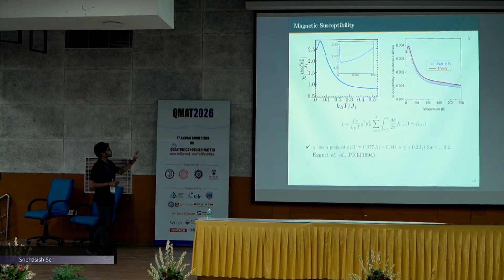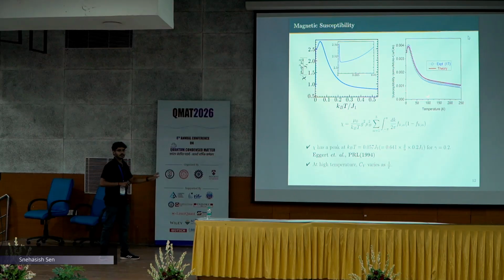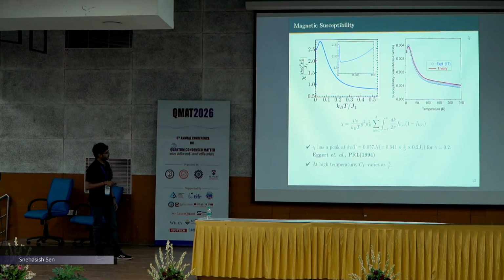We have also calculated the magnetic susceptibility, which varies as 1/T at higher temperature, and at low temperature we get a peak. This peak is matching quite well with the experimental value as well as the theoretical DMRG and all the other calculations.